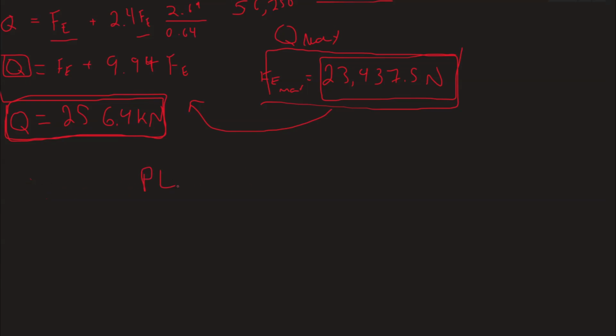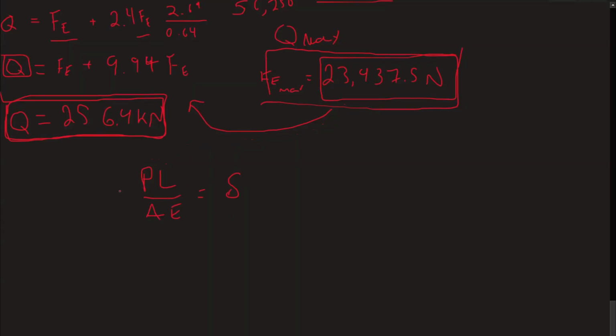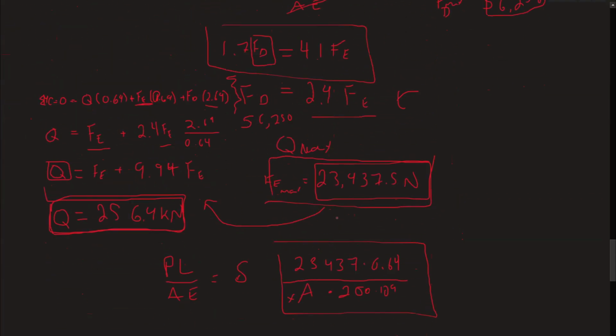So you have PL over AE equals the change in length, delta. And then you plug this in for force. You know the length from the equation was 0.64. So it's 23437 times 0.64 over the cross-sectional area, which is given, times 200 times 10 to the 9. And that gives you the change in B. And then you get the answer. And I can understand that. Love it.